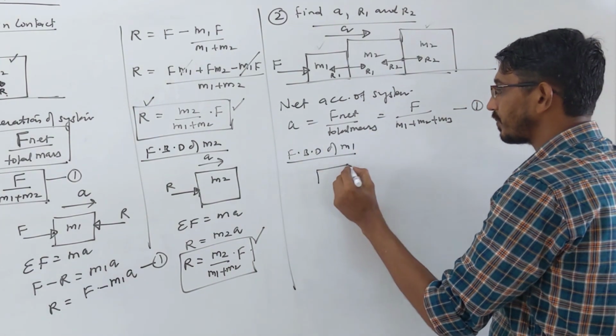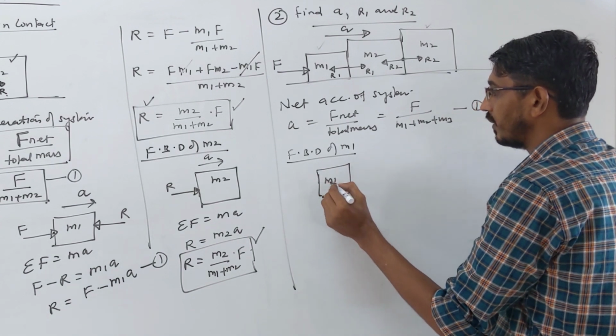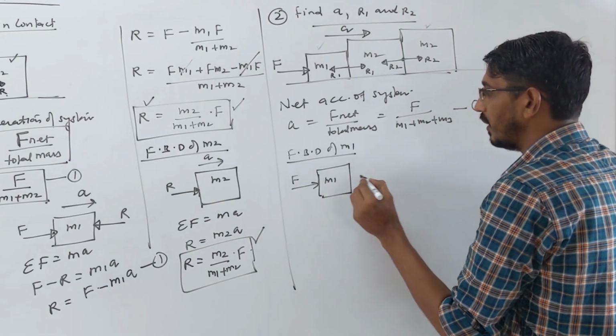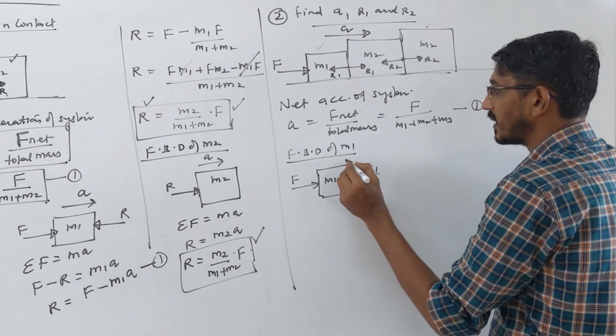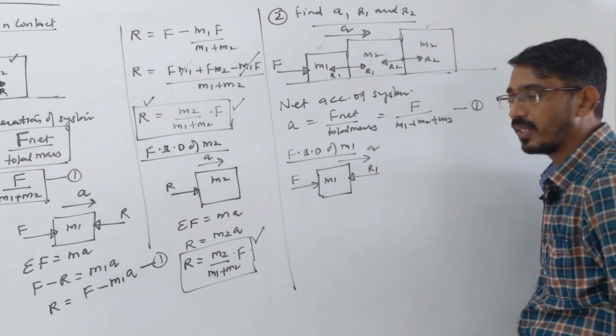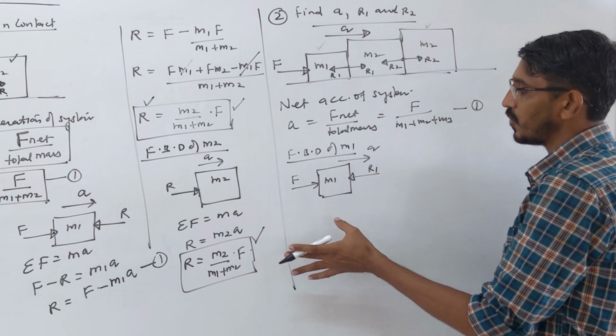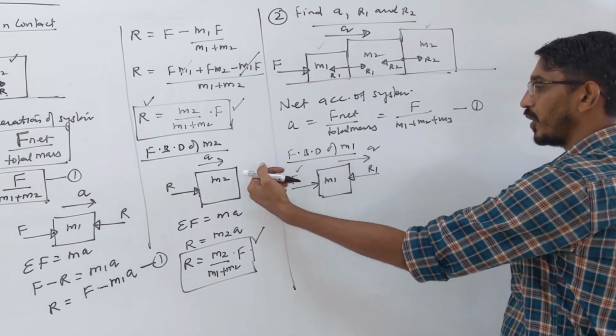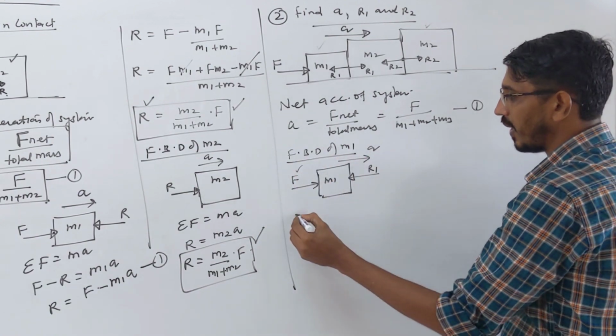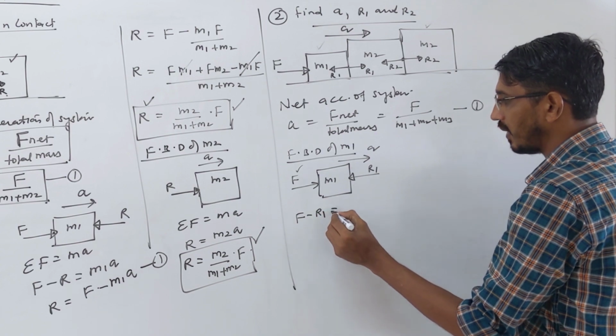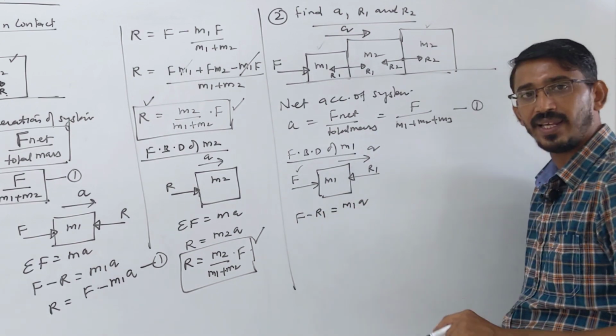Let's write it here. So this will be M1. Force applied F, reaction here R1, and accelerating in this direction, the acceleration A. So net force is equal to MA, and this force is big because the body is moving in that direction. So F minus R1 is equal to M1 into A. I wrote directly, hope you understood.